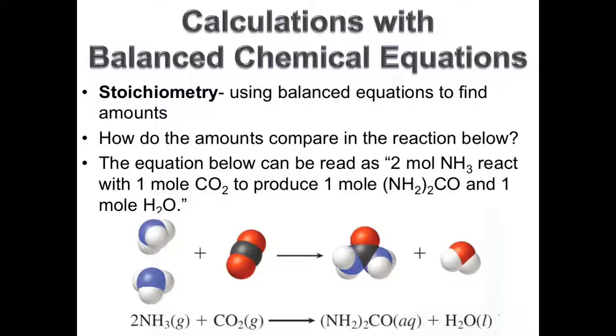Stoichiometry is using balanced chemical equations to find amounts. How do the amounts compare in the reaction below? In the equation, we see that 2 moles of ammonia, NH3, react with 1 mole of carbon dioxide to produce 1 mole of urea, NH2,2CO, and 1 mole of water.